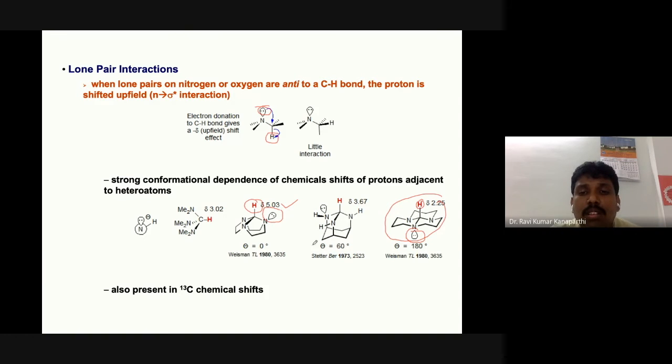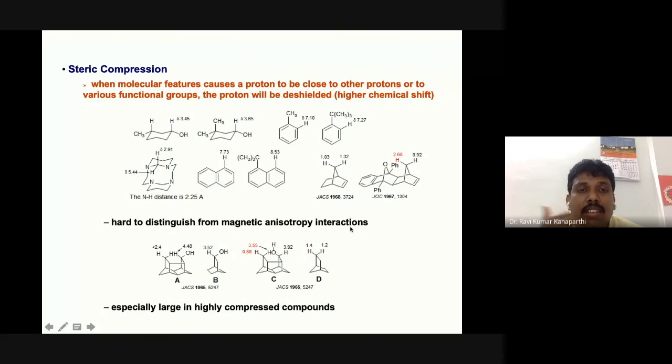So here is also another example. And the steric factors also can contribute to some extent. Of course, they will not be too much, but to some extent these steric factors can influence the chemical shift values.